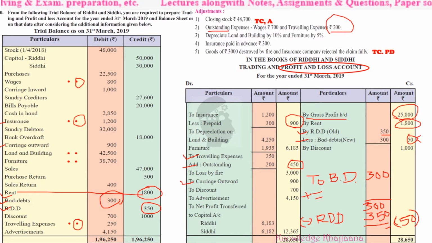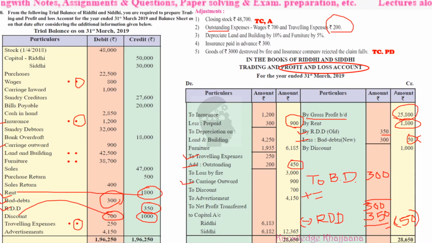Then discount. See, there are two kinds of discounts shown over here. Okay, look properly. This is on the debit side and another amount is given on the credit side. What does this mean? There is discount given as well as discount received. Okay, which is discount given?